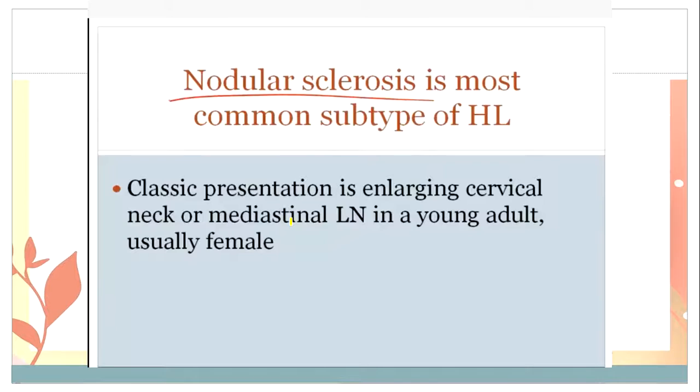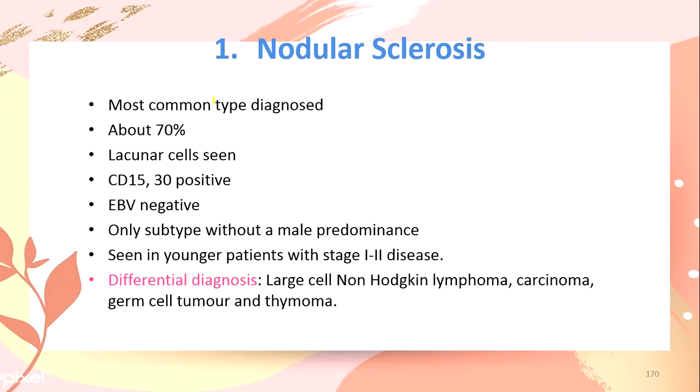Now, classic Hodgkin lymphoma, nodular sclerosis. It is the most common type of classic Hodgkin lymphoma, seen in 70% of the cases. Lacunar cells are present. The cells are CD15 and CD30 positive but EBV negative. It is the only subtype without a male predominance, seen in younger patients with stage 1 to 2 disease.